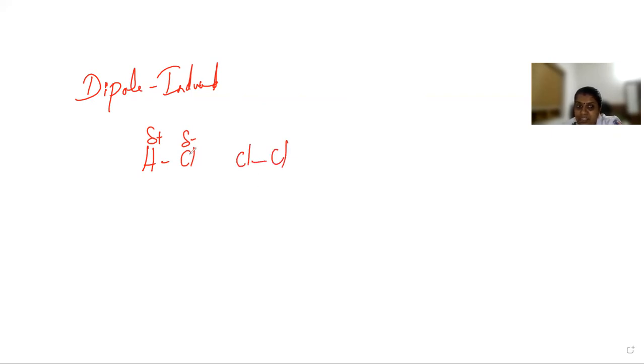Now the next one is called dipole induced dipole. In this case, what is happening is that there is already a dipole. Suppose HCl is already a dipole, and this will induce a dipole in an adjacent non-polar molecule like Cl2, H2, etc. So it will induce a dipole, so that it becomes plus and minus, and there will be an interaction between these molecules, and that interaction is called dipole induced dipole. Here also the force is inversely proportional to 1 by R raised to 6. Okay, so these are the different types of interaction.